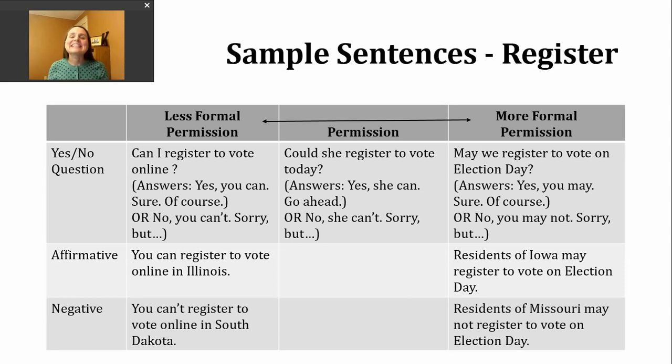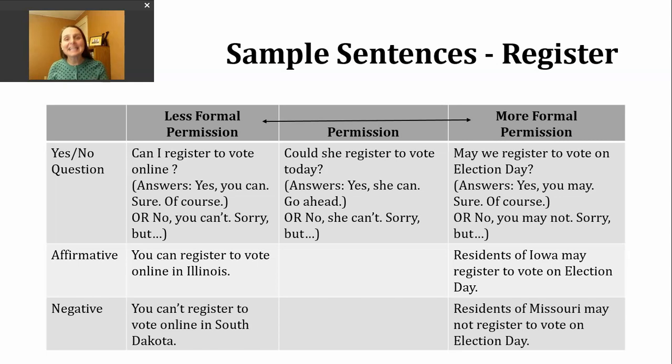Okay. Next, let's take a look at negative statements. So here we're saying no, someone does not have permission to do something. Okay. Here, my example is you cannot register to vote online in South Dakota. You might hear native speakers say the contraction, you can't. Okay. So again, we're just inserting not after our modal can.